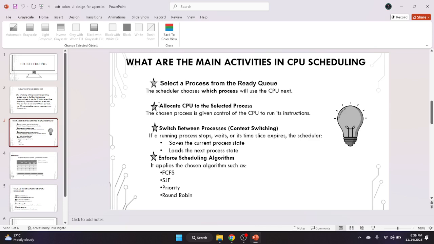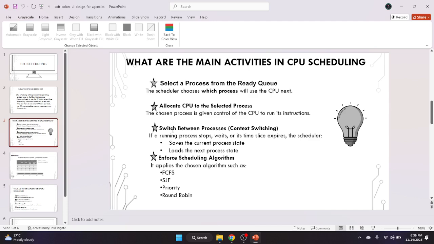The second one is to allocate the CPU to the selected process. The chosen process is given control of the CPU to run its instructions. So once a process is chosen, it is given full control of the CPU so it can start running its instructions. This is like calling its name and letting it enter the CPU stage.